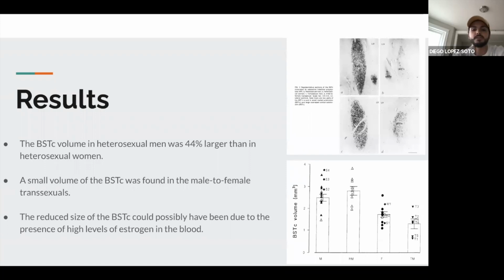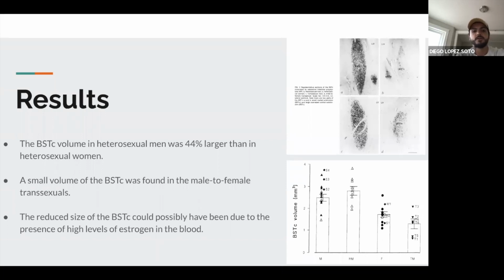Another cool fact about this experiment is that it occurred during the AIDS epidemic. And so they did research on how the size of the BST was influenced by AIDS. They found that AIDS did not seem to influence the size of the BSTC. The size of the BSTC of 2 heterosexual AIDS-infected women and 3 heterosexual AIDS-infected men remained well within the range of the corresponding reference group.